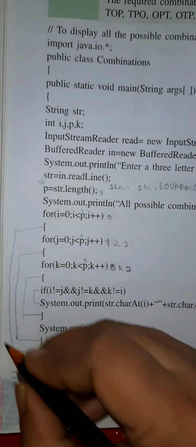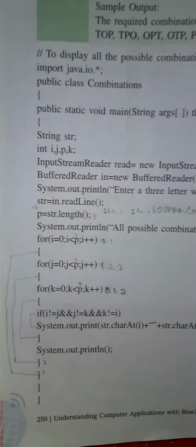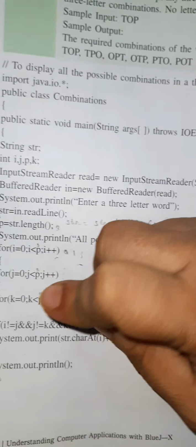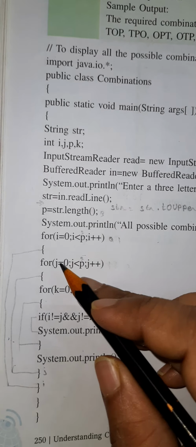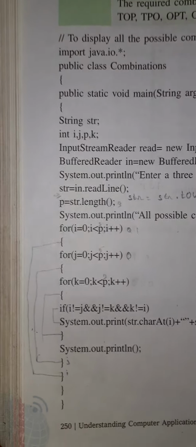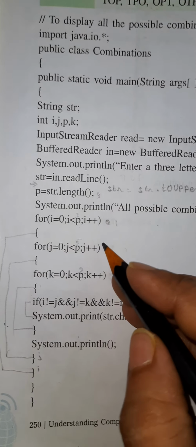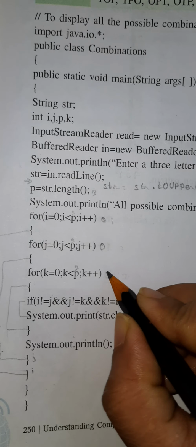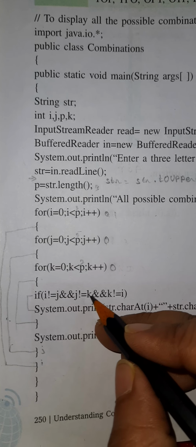So it will come to I. Now I is going to change to 1. So again the condition is true. So again it will enter this part. J will again start from 0, because we have come back to the outer loop. So again we will enter inside the J. J is 0, condition true. 0 is less than 3. So it will enter here. Now K is 0, so the condition is true. It will come to this part.